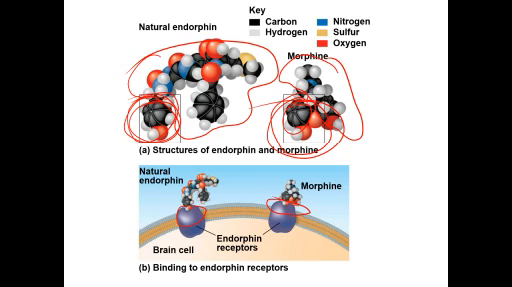Because think about it, endorphins are natural painkillers, right? But so is morphine. Morphine isn't natural, but it's a drug. It's a painkiller. They bind to the same site in the brain. They bind to the same receptor. And it's all due to their shape.